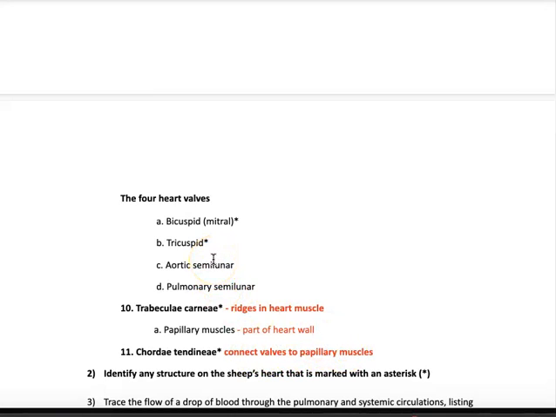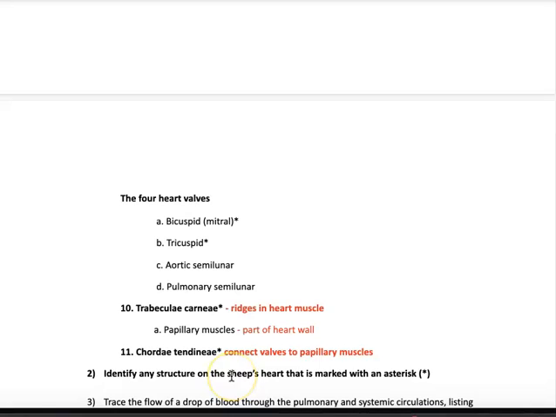So the valves on your pictures, and again you should be looking at those, the valves are white. Chordae tendineae are these white extensions that come off the bottom of the valve, and those attach to the papillary muscles, which are attached to the trabeculae carneae. Again, this will be much easier if you're looking at the pictures. So you've got the valve. The chordae tendineae are the extensions that come off the valves, the white kind of stringy things. Those attach to the papillary muscles, which are painted red, and the papillary muscles are an extension of the trabeculae carneae, which are the ridges of the heart muscle.